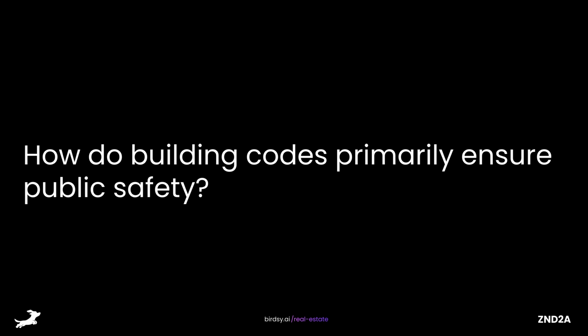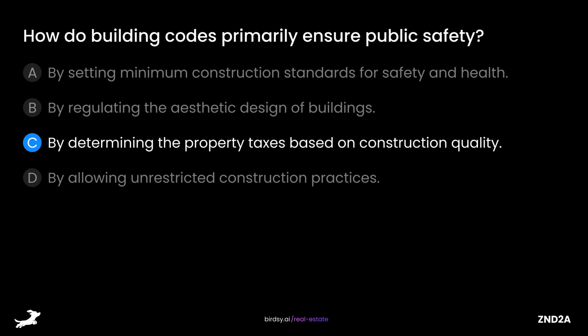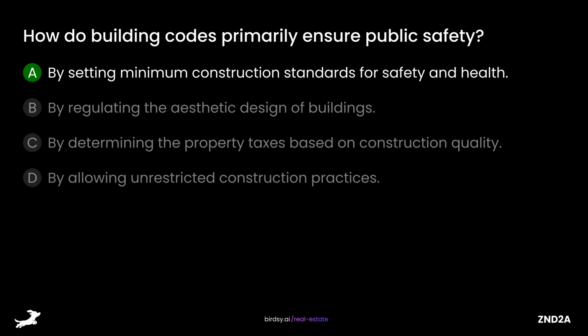How do building codes primarily ensure public safety? Is it A, by setting minimum construction standards for safety and health, B, by regulating the aesthetic design of buildings, C, by determining the property taxes based on construction quality, or D, by allowing unrestricted construction practices? The answer is A, by setting minimum construction standards for safety and health.